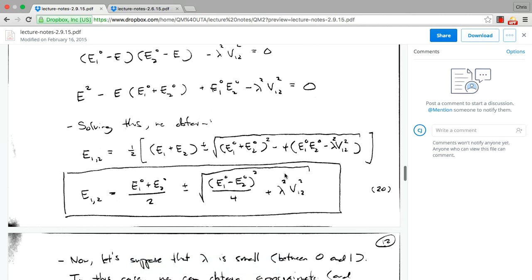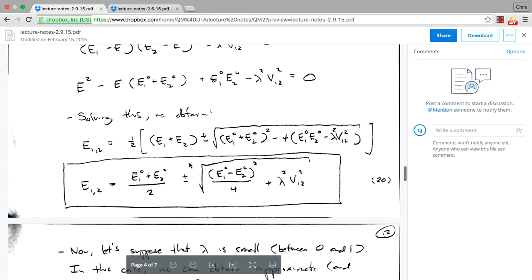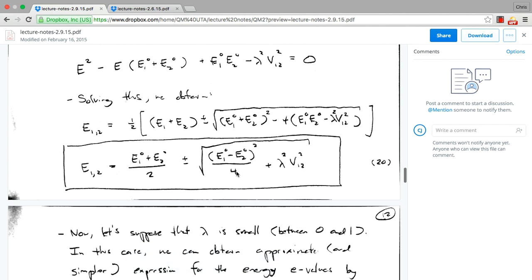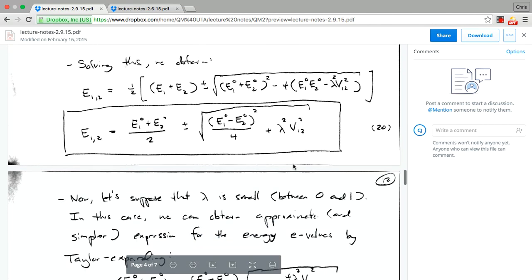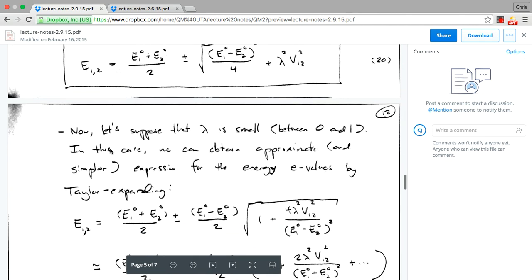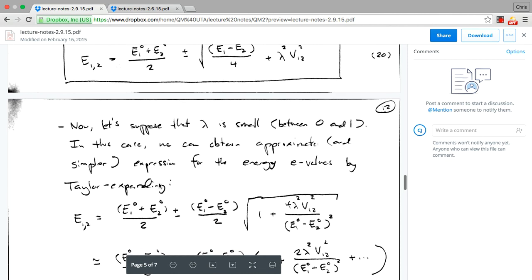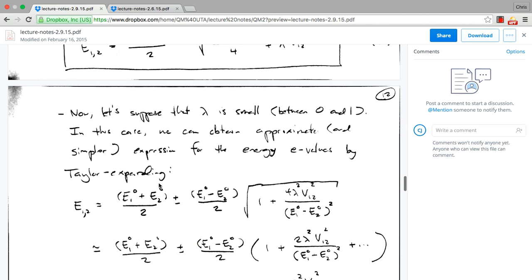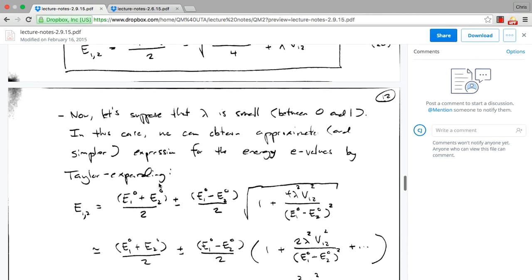And so this is the exact solution, right? So if we were not worried about perturbation theory or anything like that, we could just stop at this point. But now let's say lambda is very small. If lambda is very small, then maybe I can get a simpler looking solution by doing a Taylor expansion. So let's assume lambda is small, some number between 0 and 1, and we want to try to obtain an approximate expression that's simpler looking and captures most of the physics.